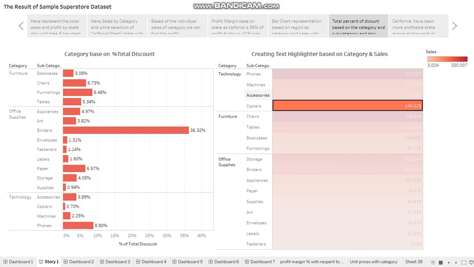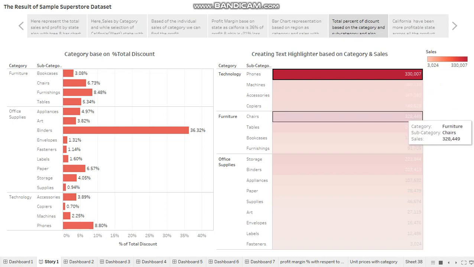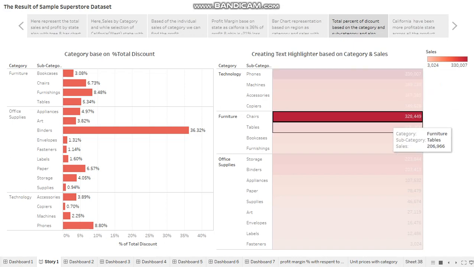And then we have to create the text highlighters based on that. Text highlighter means the dark color marks the maximum sales. In this we have the categories and the subcategories, and the mark represents the dark, so the sales are 33007. Based on that category we represent the subcategory phones, and the category technology. These are the most, then the second one is chairs of the furniture, and third is storage.